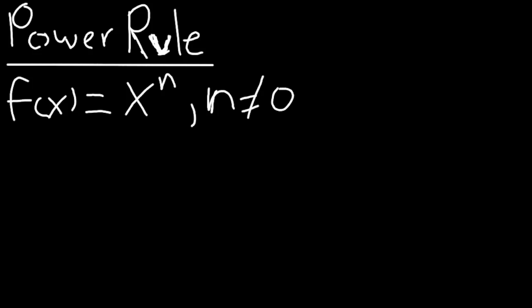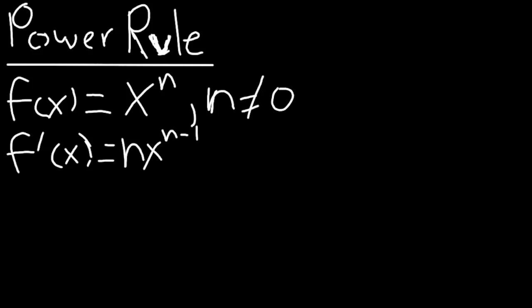So we have a function f of x is equal to x to the power of n. x is any variable, and n would work. And this power rule works as long as n is not equal to 0. If it's 0, the power rule does not work. What the power rule states is that if we have this function, we can find the derivative, or f prime of x, which is going to be equal to n x to the power of n minus 1.